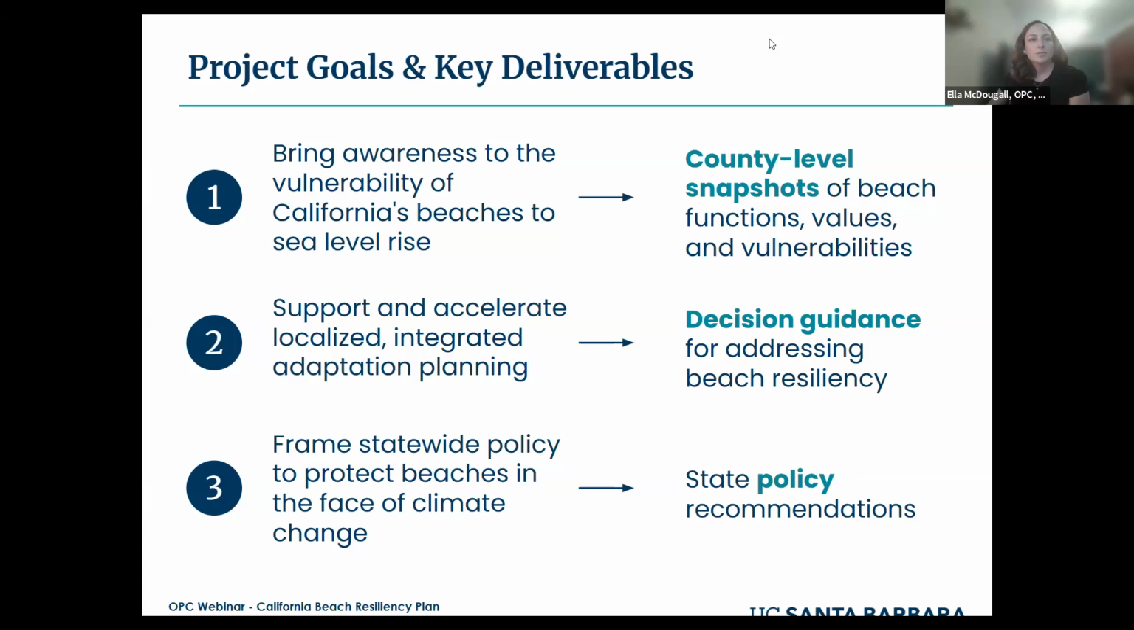And together, these deliverables are going to help provide a common foundation for understanding beach resilience and supporting informed decisions at local, regional, and statewide scales.